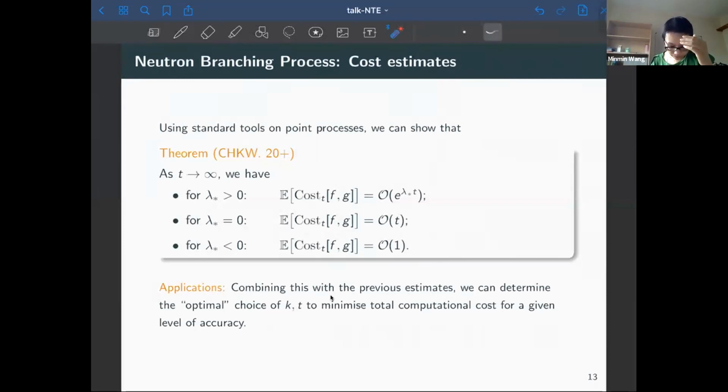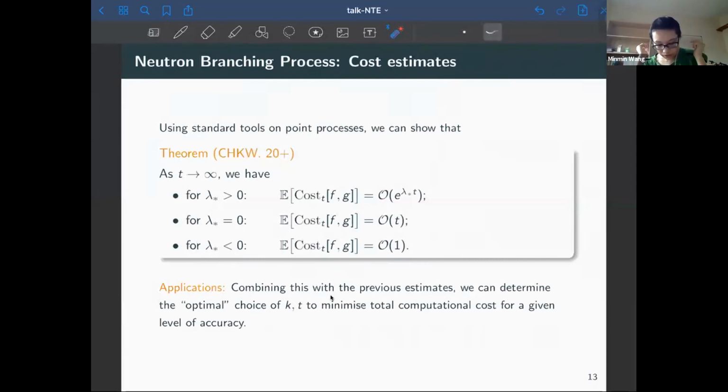And if you're simulating a subcritical system, because it dies out in finite time, the cost will just stop at a certain level. Okay, so up to now we have an estimate on the convergence rate on one hand, and an estimate on the cost on the other hand. So it seems natural that you want to balance these two things.